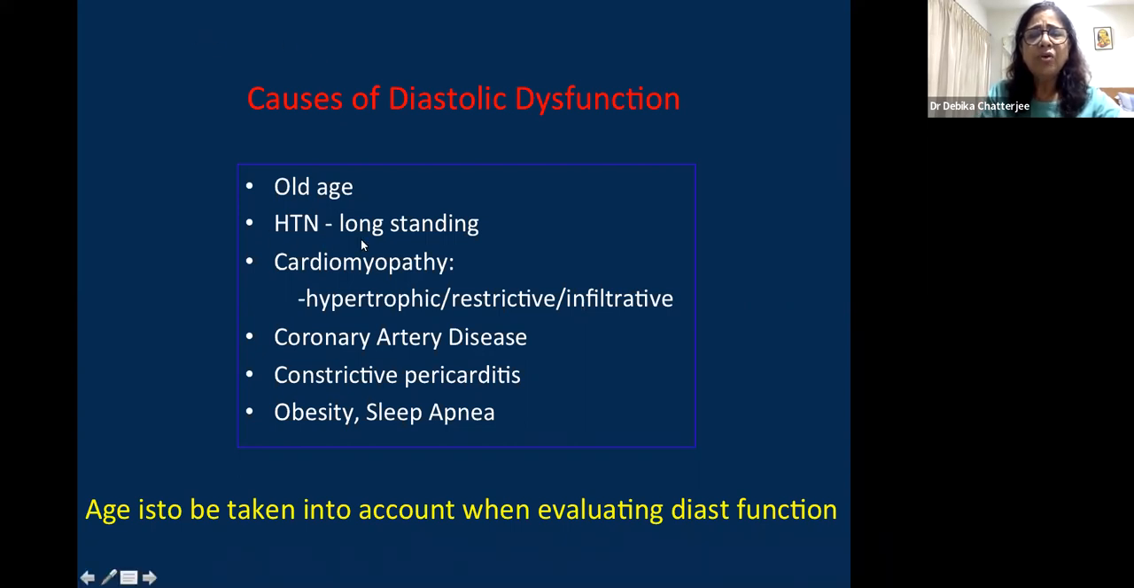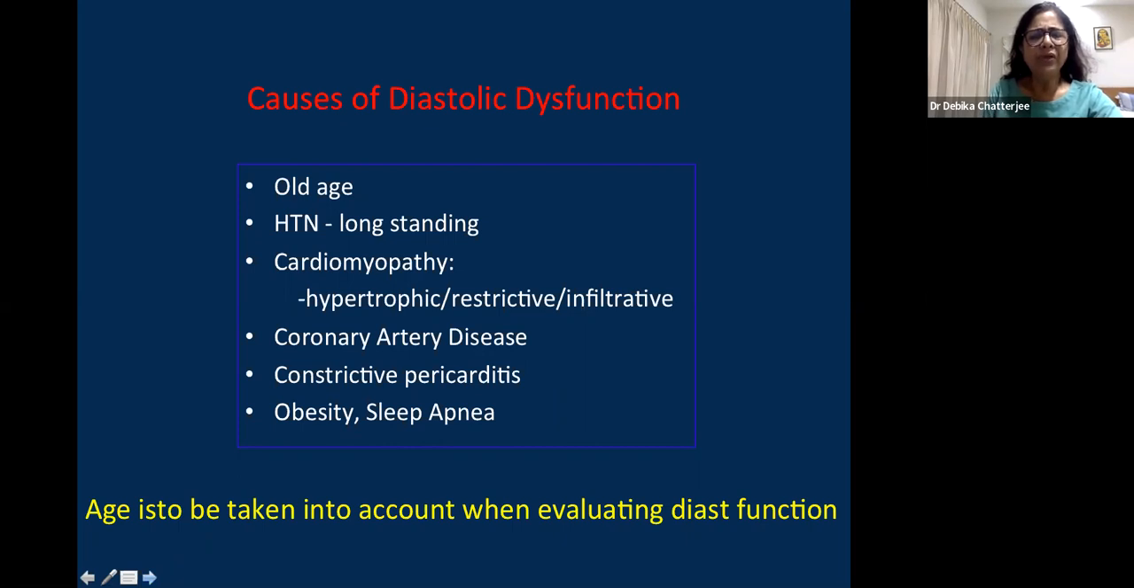The next important cause is long-standing hypertension. Cardiomyopathy of any type, be it hypertrophic, restrictive, or infiltrative, gives rise to the diastolic dysfunction because these are the myocardium which cannot relax. In coronary artery disease, ischemic myocardium or a scarred myocardium cannot relax and gives rise to the diastolic dysfunction. Extrinsic causes like constrictive pericarditis can give rise to the diastolic dysfunction, so also obesity and sleep apnea.